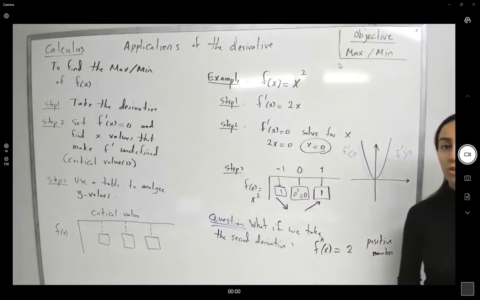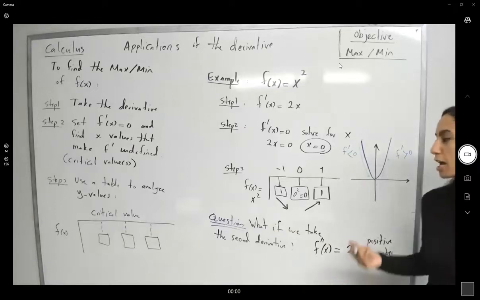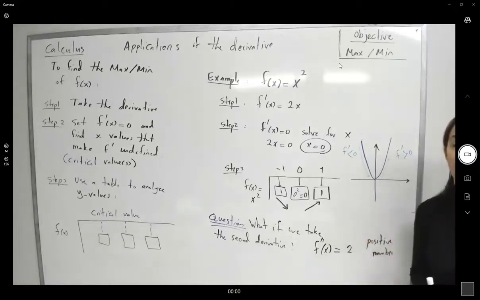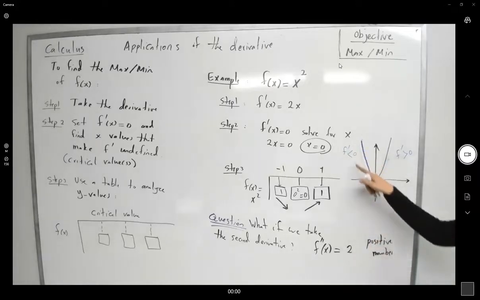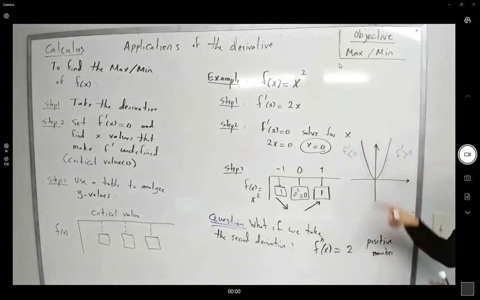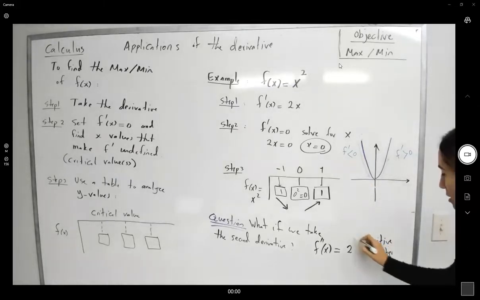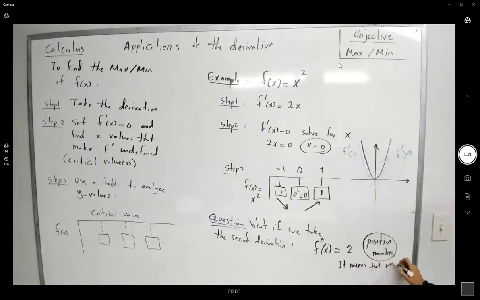If you take the second derivative of the function and it's a positive value, then for sure you have a minimum for that function. It means that your graph is concave up. It opens up. Definitely you get a minimum value. Positive number means that we have a minimum value.